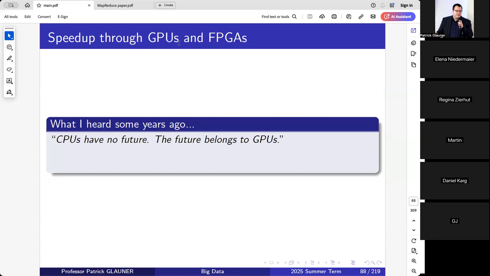Like also maybe 10 years ago, one person told me, and this is no joke, but I'm putting the quote here. That person said, CPUs have no future. Their future belongs to GPUs. What do you think about that statement? Like in general, for any kind of computational task.